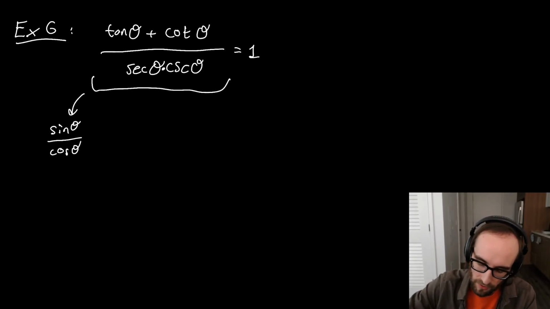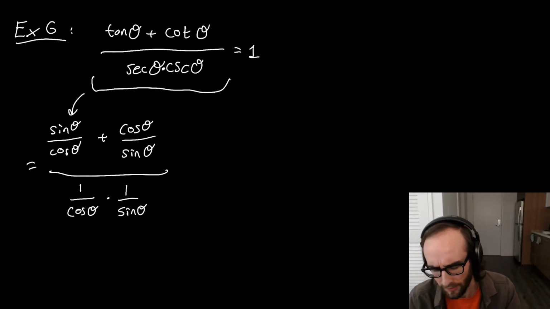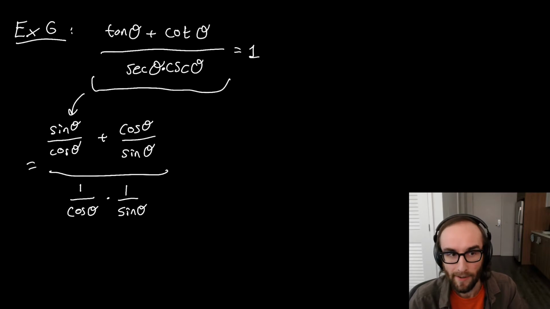And cotangent is going to be the reciprocal of that. So cosine theta over sine theta, all over secant, which is 1 over cosine of theta, and cosecant, which is 1 over sine of theta. Okay, so we have fractions in both the numerator and denominator.